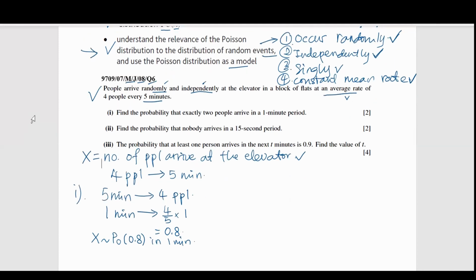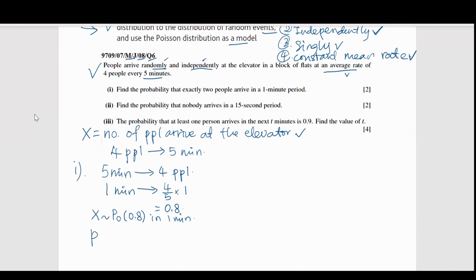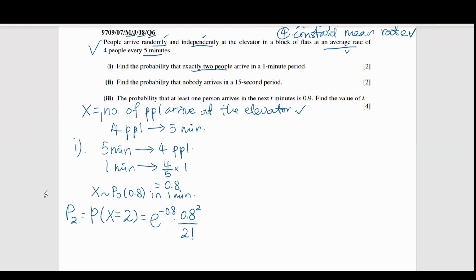Now we calculate the probability. The question asks for exactly 2 people arriving in the 1-minute interval, so X equals 2. According to the formula, it is e to the power of negative the mean, 0.8, times 0.8 to the power of r, where r in this case is 2, divided by 2 factorial. This is the probability of 2. Then we can press the calculator to get the value, which equals 0.144, rounded to 3 SF. So that is what we get for part 1.